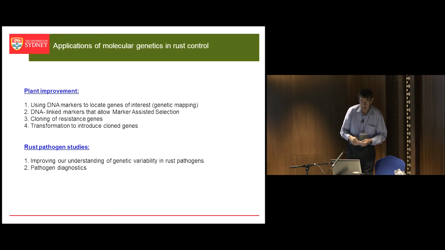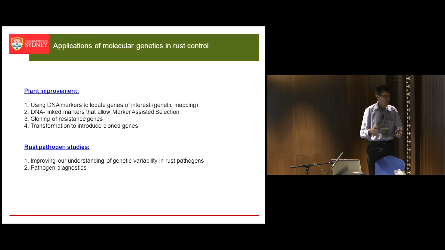All right, so how do we apply these markers? Particularly, as I said, the SSRs and the SNPs are the ones that people are using the most. How can we use them in rust control? I mean, that's what we're about, isn't it? We want to control rust. We don't want to sit in a lab and just generate results and publish papers in good journals. That's a nice thing to do. What we want to do is help farmers control rust. So how do we use molecular genetics to control rust?